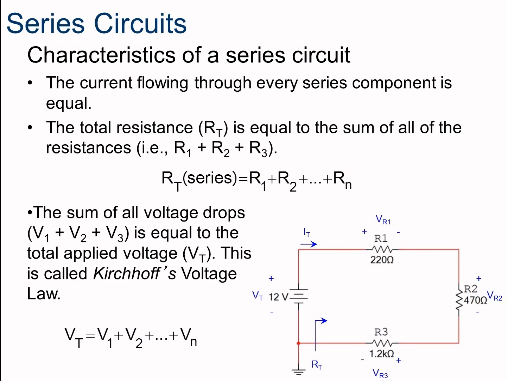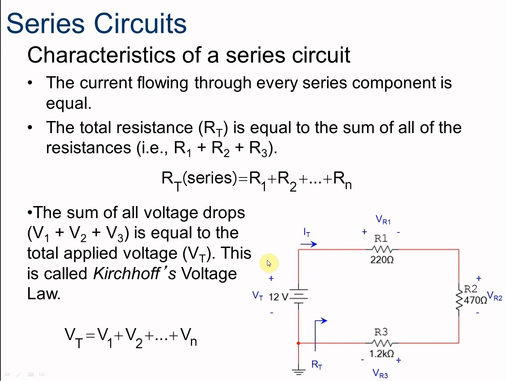So let's take a look at a series circuit so we can understand some of the characteristics of a series circuit. First off, let's talk about the total resistance. The total resistance of the entire circuit is equal to all of the individual resistances added up. We add up all those resistors together and we get the total resistance. All right, very good. What about voltage? Well, we saw from Kirchhoff's law that the total voltage is the sum of all the individual voltage drops.